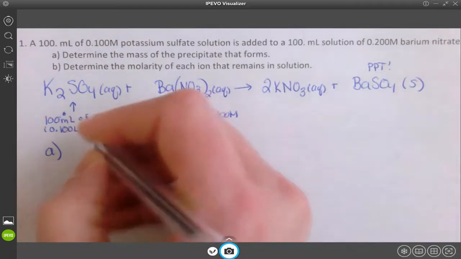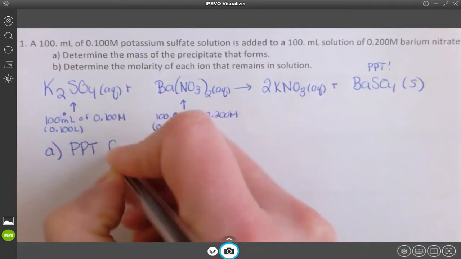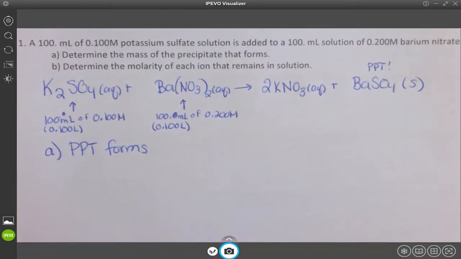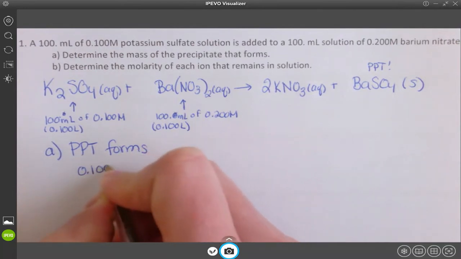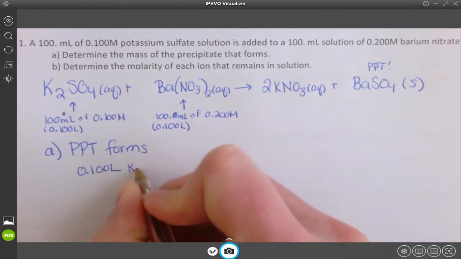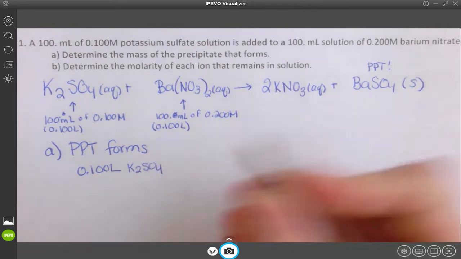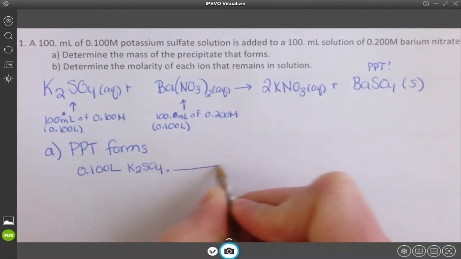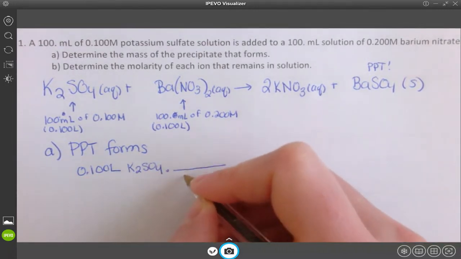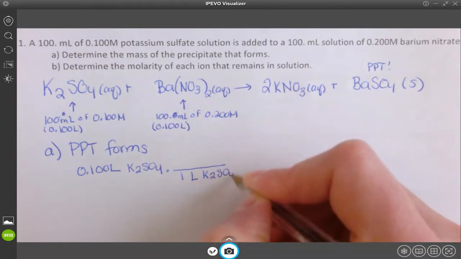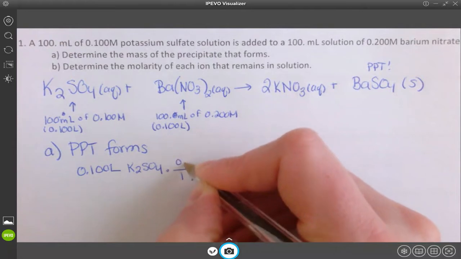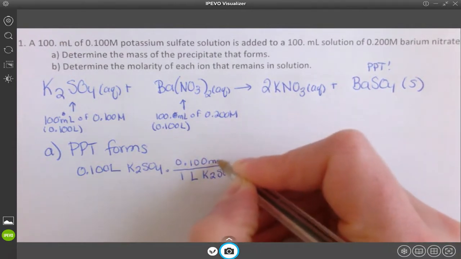So first things first, we need to figure out how much precipitate forms. This is similar to the beginning of the year, just that we're using our solution in order to figure this out, but we're going to use stoichiometry. So I'm going to first look at the fact that I have 0.100 liters, and I'm going to just focus on my first reactant, potassium sulfate. Then from there, I'm going to use my liters and my molarity to figure out my moles. So just like we've done before, except in this case, we're going to be using our volume and our molarity to figure out moles. So get it into moles.